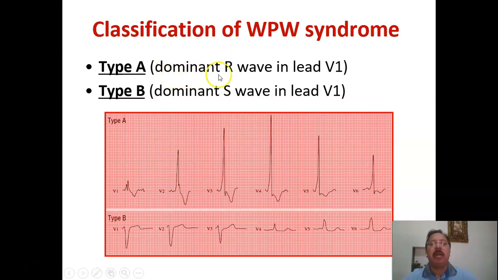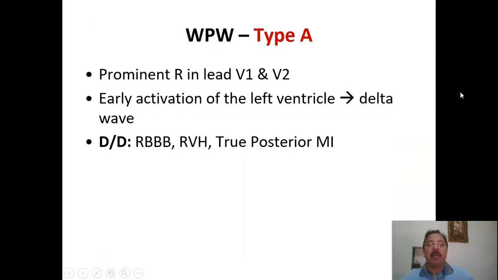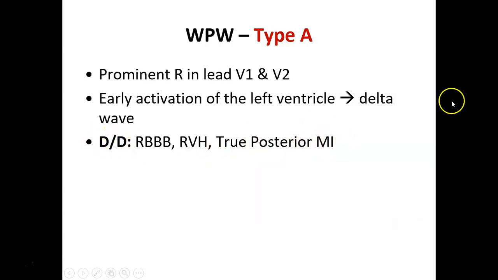In type A, you get the dominant R wave in lead V1. In type B, you will get the dominant S waves in leads V1 and V2. In type A, you will get the prominent R in V1 and V2, and there is early activation of the left ventricle, and you will see the delta wave. You can differentiate it from right bundle branch block, right ventricular hypertrophy, and posterior wall myocardial infarction. These are the differential diagnoses of type A WPW syndrome.